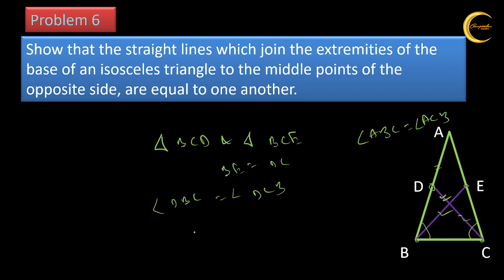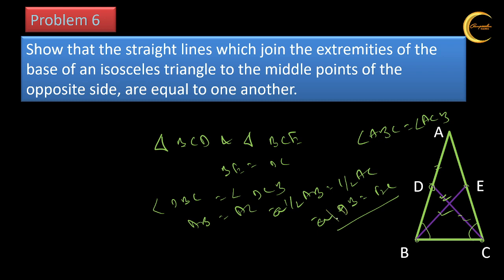So AB equals AC, so half of AB equals half of AC. So what happened? DB equals EC. This DB equals EC. And this BC is common for both triangles.